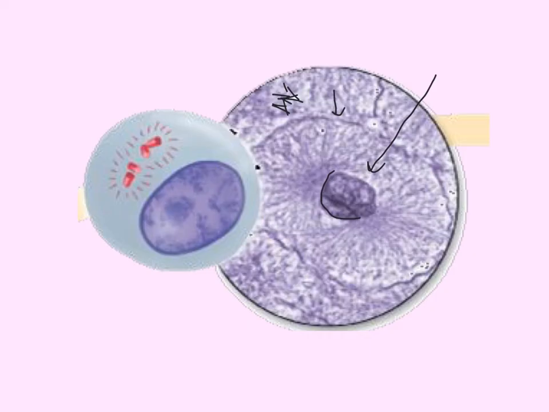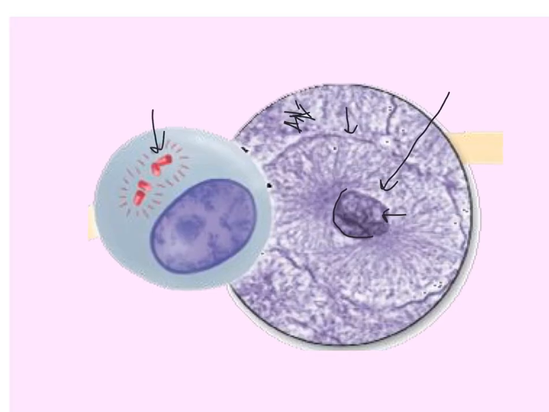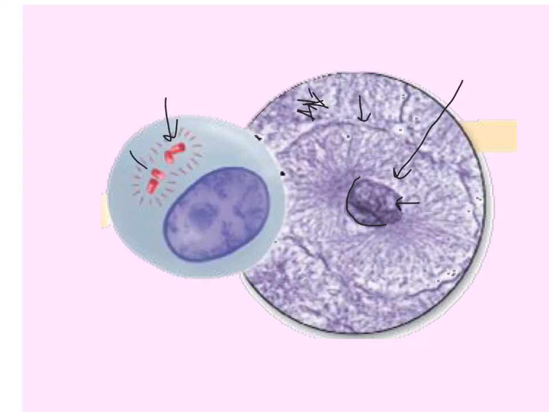It just looks like basically pretty much a solid purple. These little red structures right here, those are called the centrioles. Those will become important later. Don't need to know them yet, but we will go over them later.